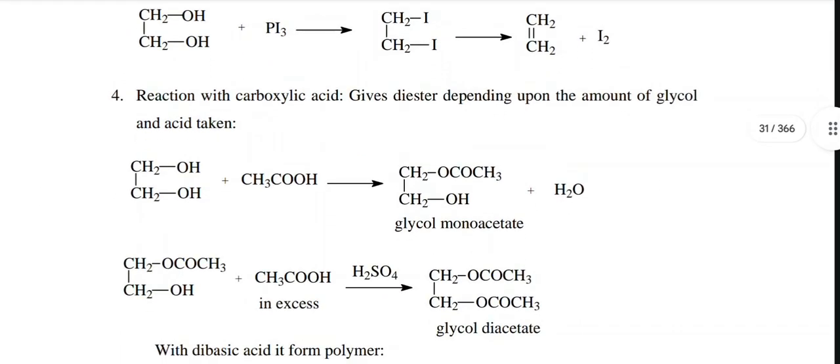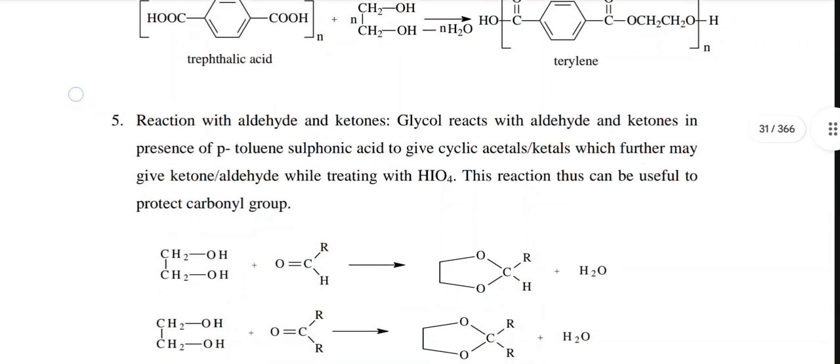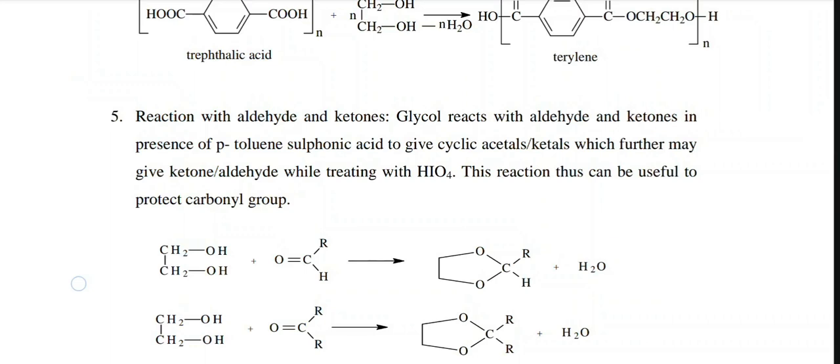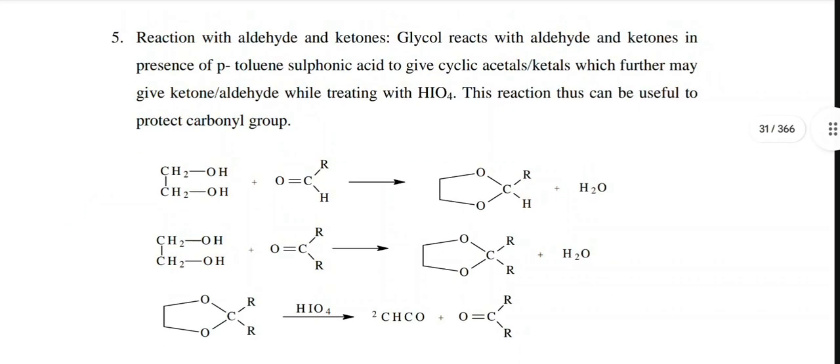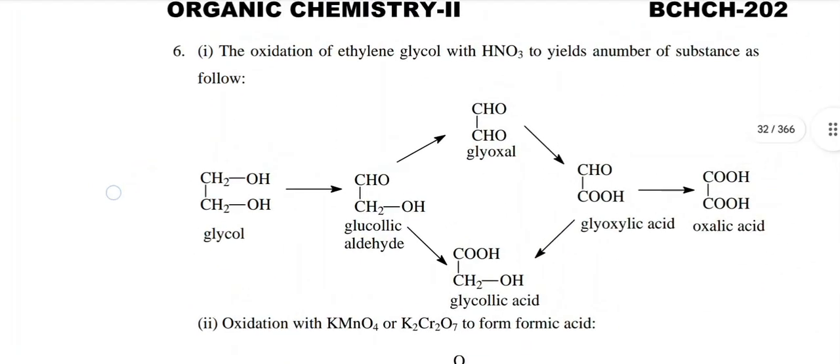Reaction with carboxylic acid gives a diester, depending upon the amount of glycol and acid taken. With a dibasic acid, a polymer is formed. Reaction with aldehyde and ketone: glycol reacts with aldehyde and ketone in presence of p-toluenesulfonic acid to give cyclic acetals and ketals, which further may give ketone and aldehyde when treated with HIO4. This reaction can thus be helpful to protect the carbonyl group. Oxidation of ethylene glycol with HNO3 yields a number of substances as follows.